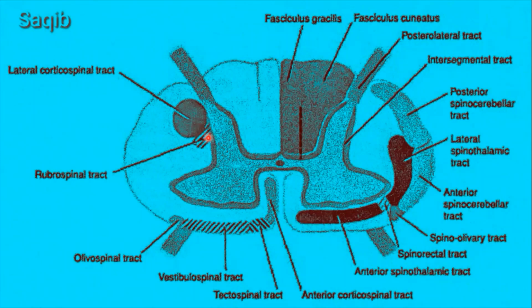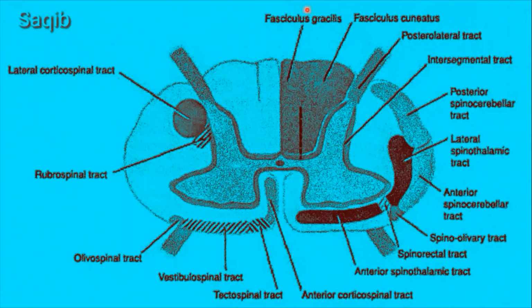And again, these are the descending tracts. Obviously, the corticospinal tracts come from the cortex going into the spinal cord, and the rubrospinal tract comes from the red nucleus, and the olivospinal tract from the olivary nucleus, and this is the vestibulospinal tract. You know where the olivary nucleus is, we already discussed it in the brainstem, the medulla. And this is the tectospinal tract from the midbrain. And this is again the anterior corticospinal tract coming from the cerebral cortex. So this is the general discussion.